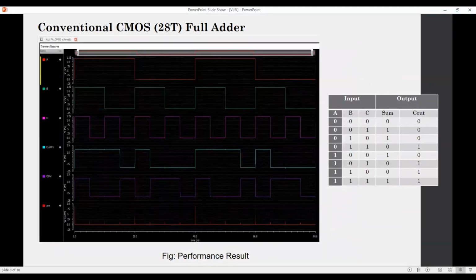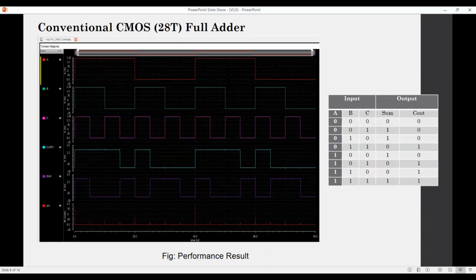This is the waveform result of the conventional CMOS circuit of the full adder. It also includes a power consumption graph. As we can see from both the waveform graph and the truth table, for input A equal to 0, B equal to 1, C equal to 1, the output carry is 1, sum is equal to 0.